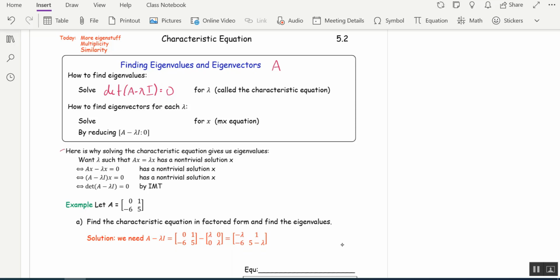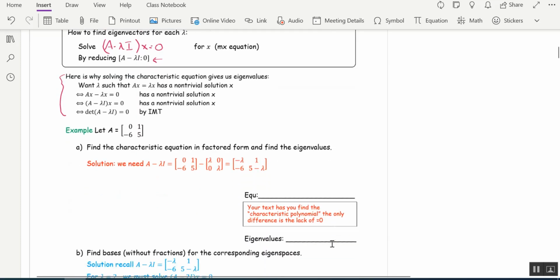So here's an explanation of why solving that equation, which is called the characteristic equation, will give you eigenvalues. Then for each eigenvalue, here's how to find eigenvectors. You're going to solve A minus lambda I x equals 0 for x. That's a matrix equation, so the way you'll solve that is by reducing A minus lambda I augmented with the 0 vector. So let's just jump right into an example.